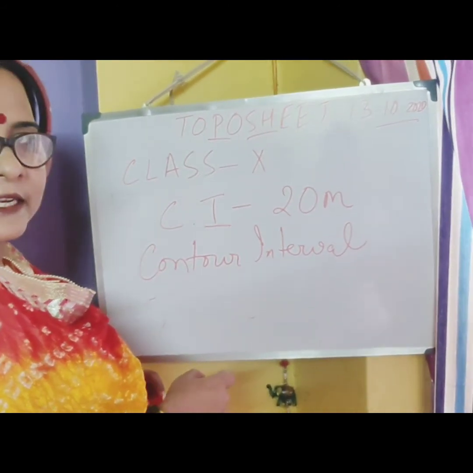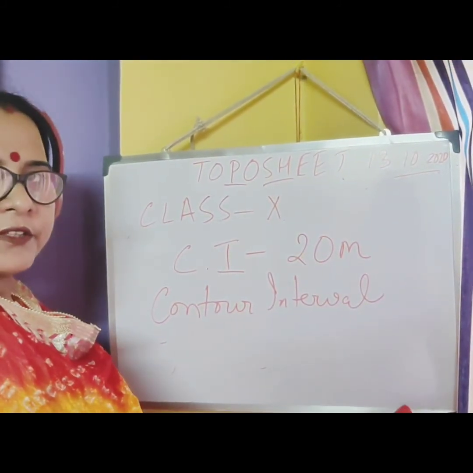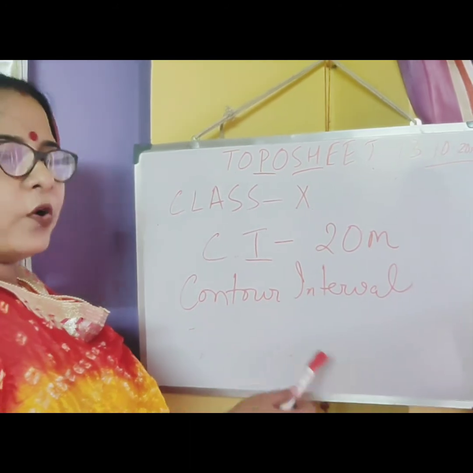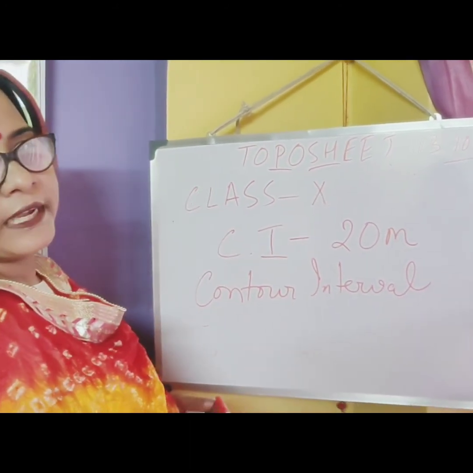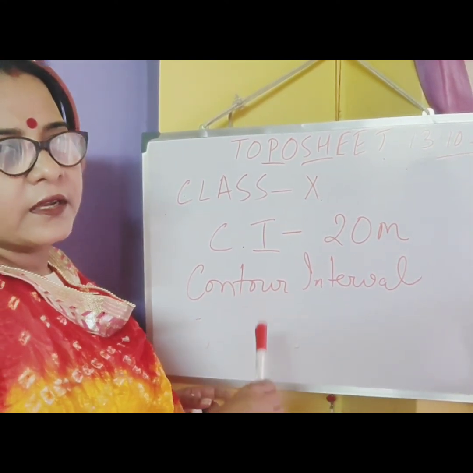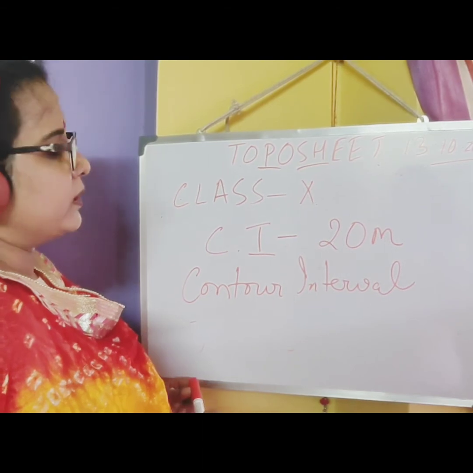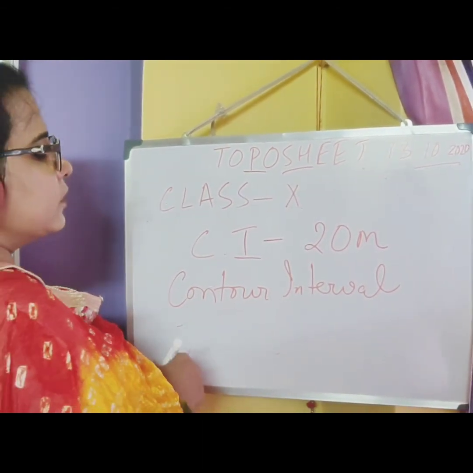What is a linear settlement? What is a radial drainage? Give the 4-figure grid reference of settlement A or settlement B. Then you can also get: name 2 man-made features in this grid, name 2 natural features, and the last one is what is the CI. CI means the contour interval.